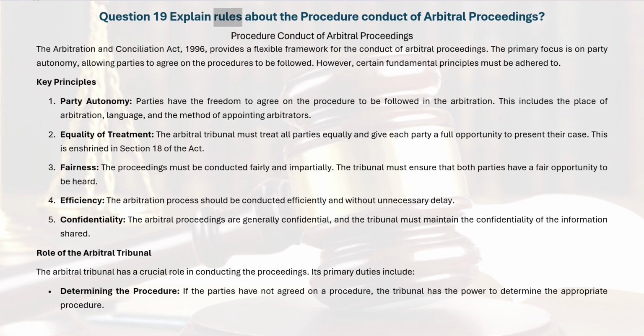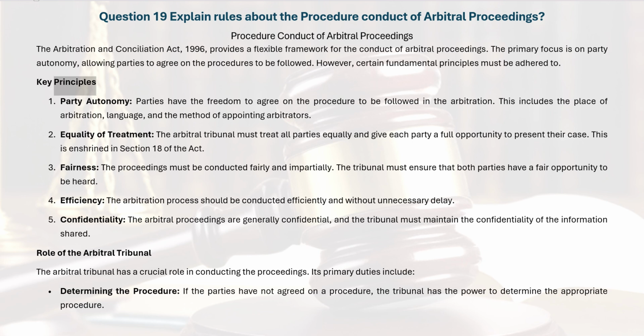Question 19. Explain rules about the procedure and conduct of arbitral proceedings. Procedure and conduct of arbitral proceedings. The Arbitration and Conciliation Act, 1996, provides a flexible framework for the conduct of arbitral proceedings. The primary focus is on party autonomy, allowing parties to agree on the procedures to be followed. However, certain fundamental principles must be adhered to.